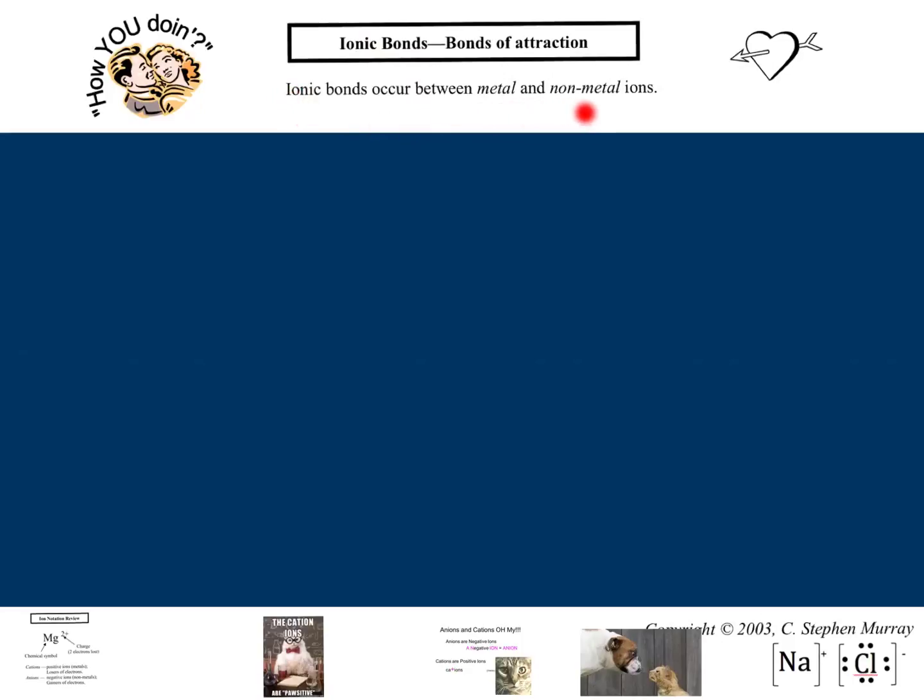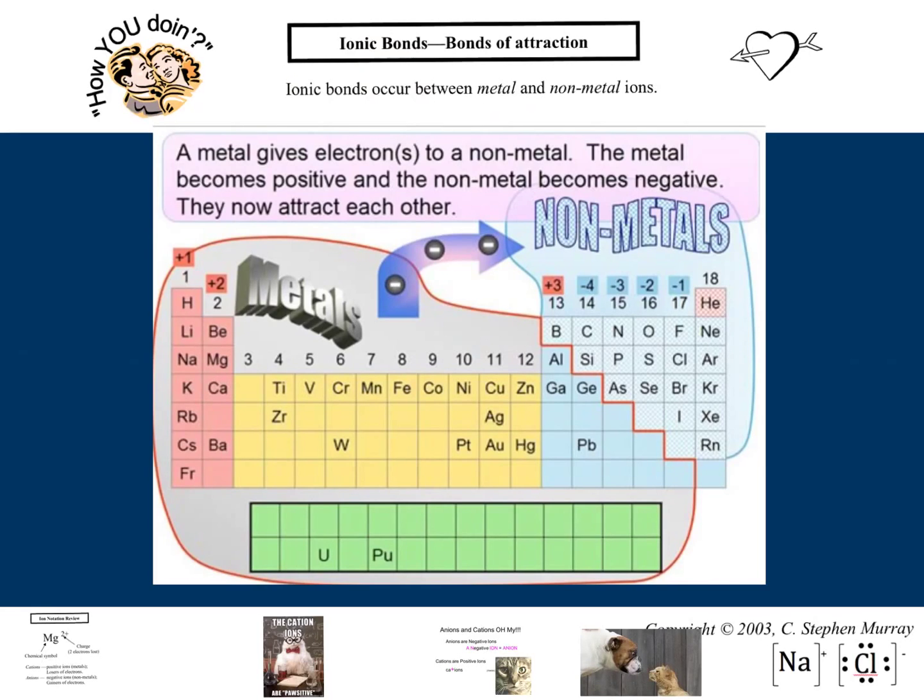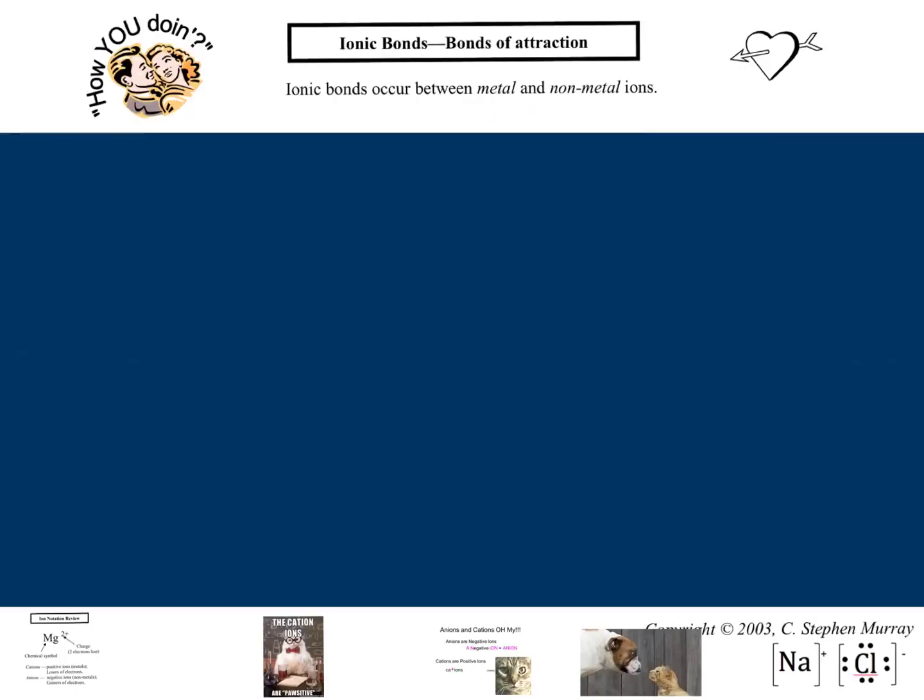occur between metal and nonmetal ions. So in previous notes, we wrote down metals were on this side of the periodic table, nonmetals here. Metals will usually give away their electrons, whereas nonmetals will accept them. So we have these metallic cations and nonmetallic anions. And that's the way that we are going to name these two different ions. And we need to remember that.